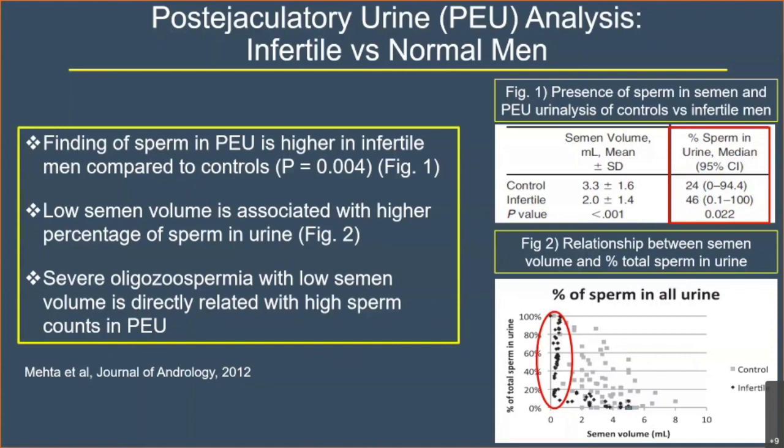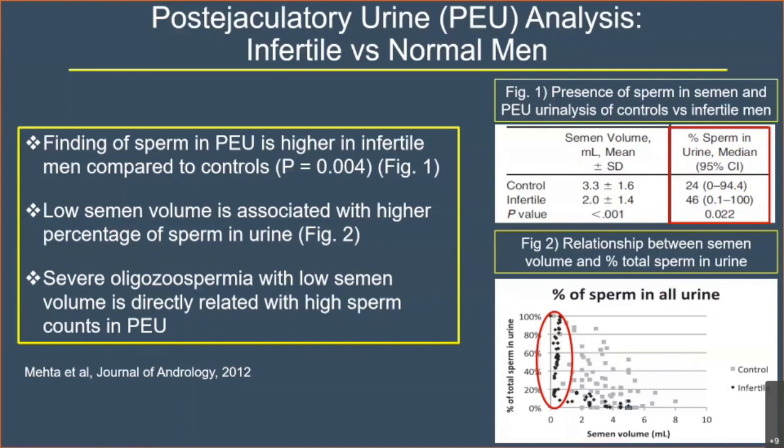The second finding was that low semen volume is associated with a higher percentage of sperm in urine. So this is illustrated in figure 2, the relationship between semen volume and percent total sperm in the urine sample, and infertile men are the black boxes. This is highlighted with the red circle. With low volumes, or even no sperm sample being produced, there is a higher percentage of sperm found in infertile men versus the controls.